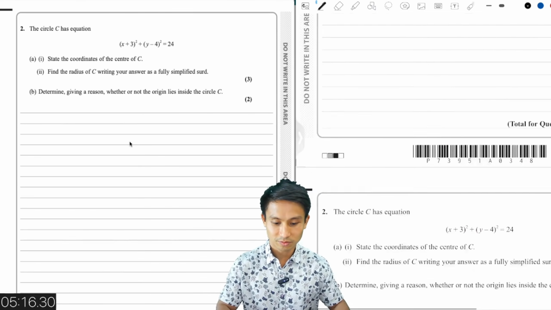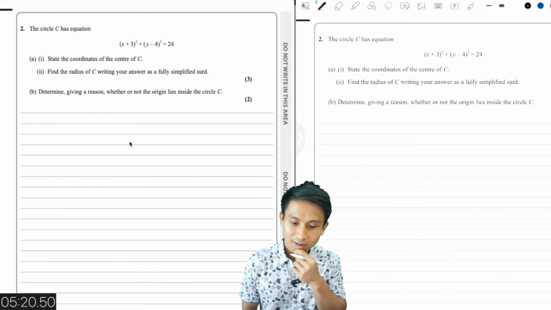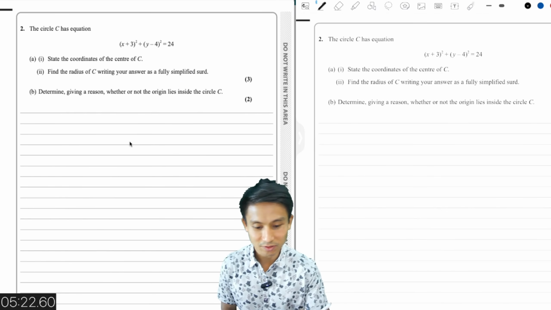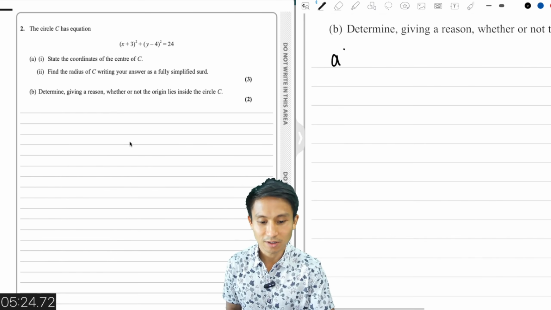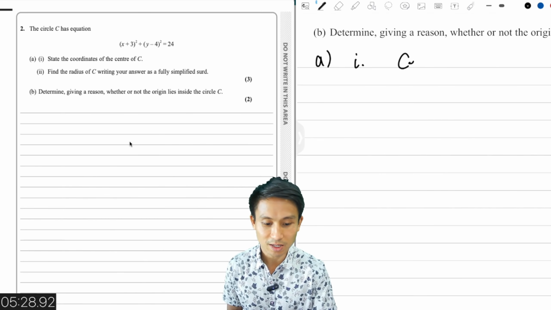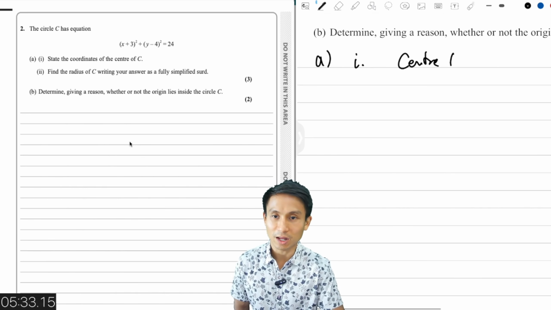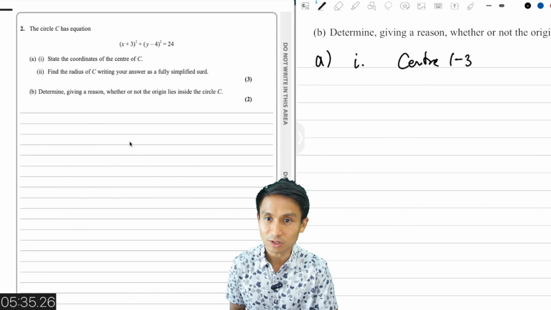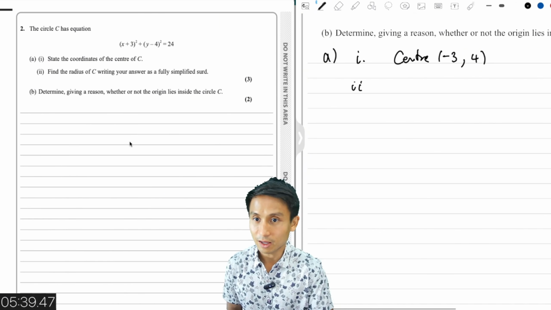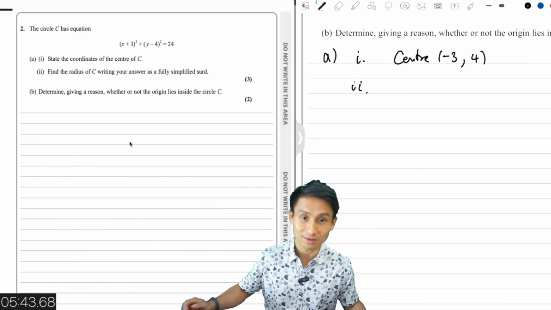Number 2. The circle C has equation that A, state the coordinates of the center. Well, that's simple, right? So center C is, you just take the critical value of the brackets, which is minus 3 for the first one and 4 for the second one.